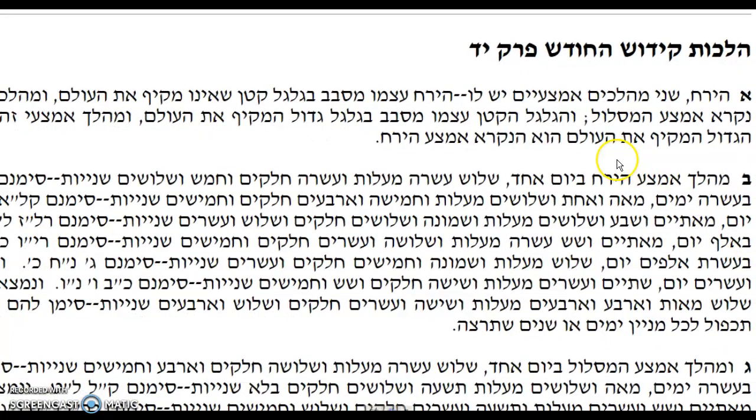Hayarech Shnei Mahalchem Emtzoim Yeshloi. Hayarech Atzmoi Msabiv Begalgal Cotton She'enei Makiv Sa'olam. This is a small circle. It's called in English the epicycle. Mahalcha ha'emtzoi, and the mean mahalach.